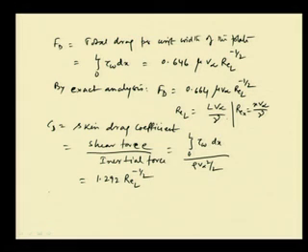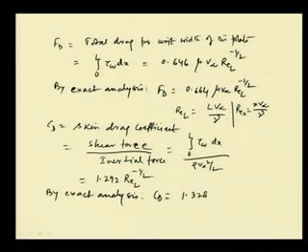Okay. And by exact analysis we got this value CD equal to 1.328 into Re L to the power minus half. So, what we can find is that using the approximate analysis, we are reaching very close to the estimations by exact analysis.